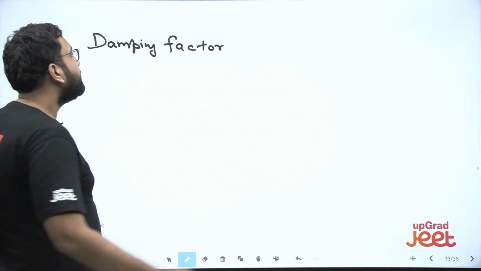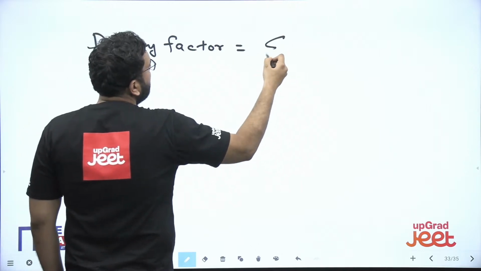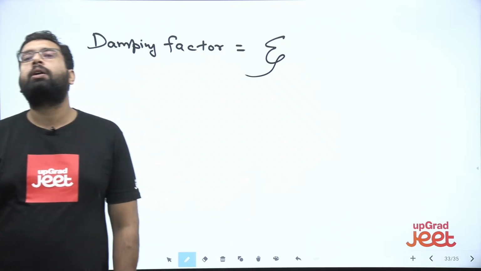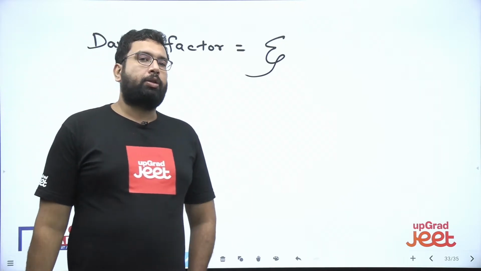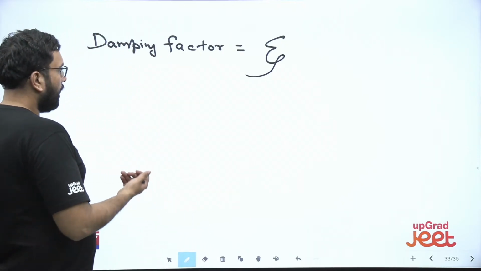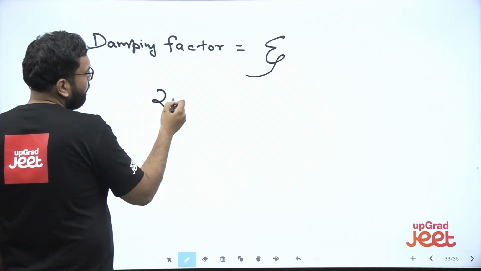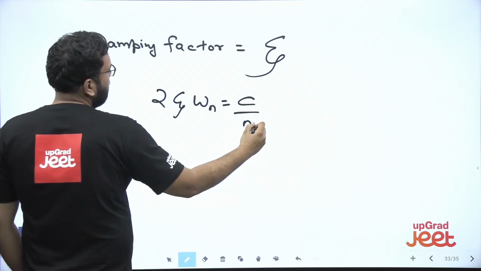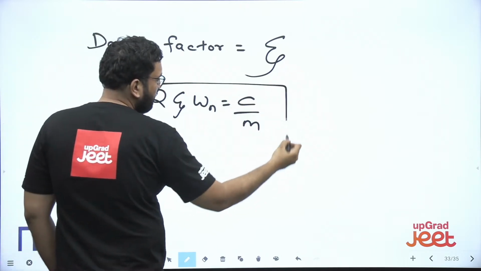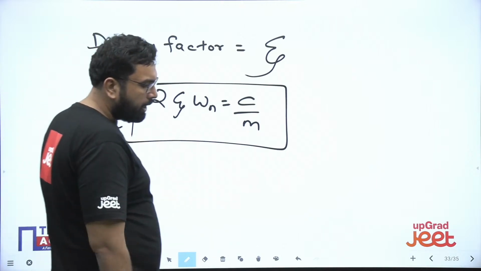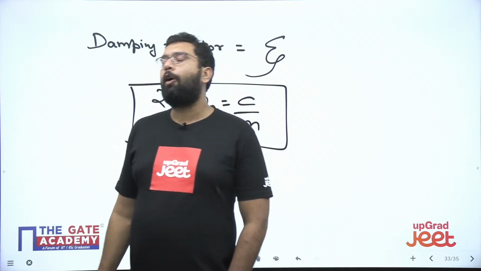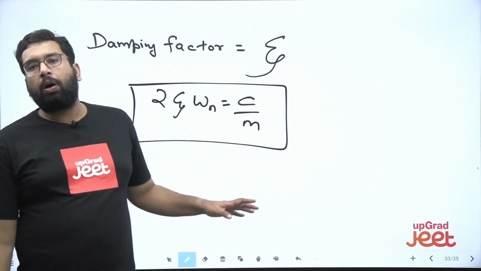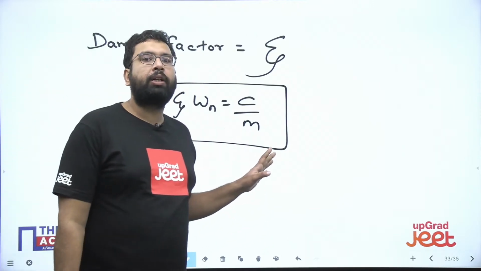So this damping factor, we call it zeta. This is the most important term in the damped vibration system. Basically, just remember this relationship to be concrete: 2 zeta omega n is equal to c by m. Just remember this one. This relationship is very, very important, and it is going to be used in almost all the problems which come under this particular topic.